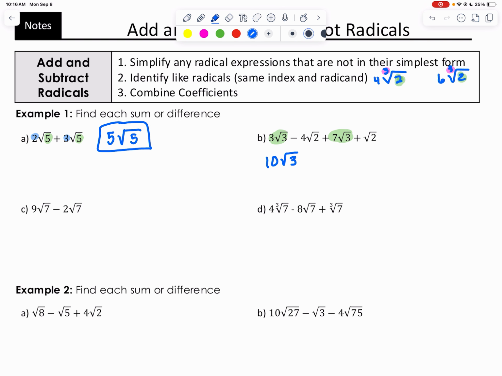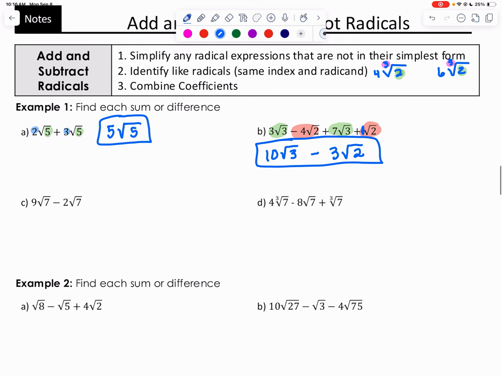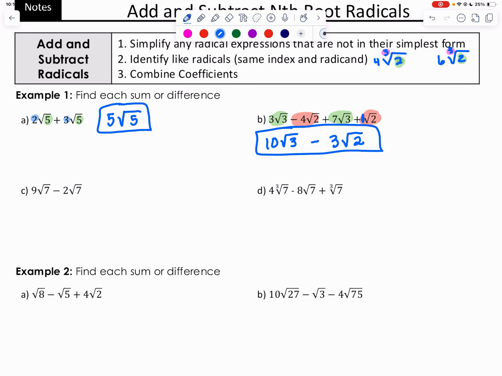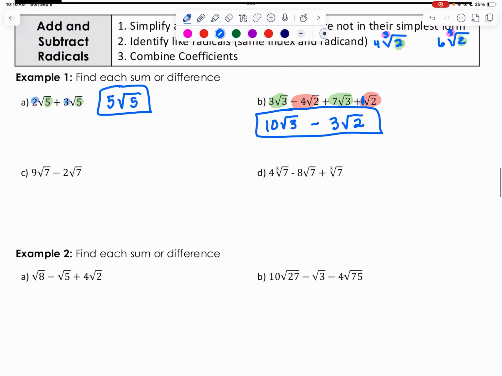Next, we have negative 4 square root 2 and positive square root 2. Now, if it helps you, you can put a 1 right here. So we're combining negative 4 plus 1, which would give us negative 3 square root 2. And that's as far as we can go on that one, because these two radicals are not like radicals, so we can't combine them.